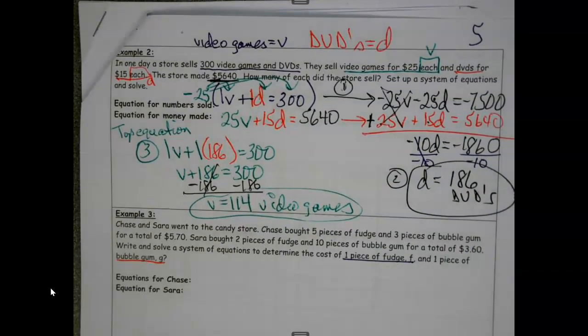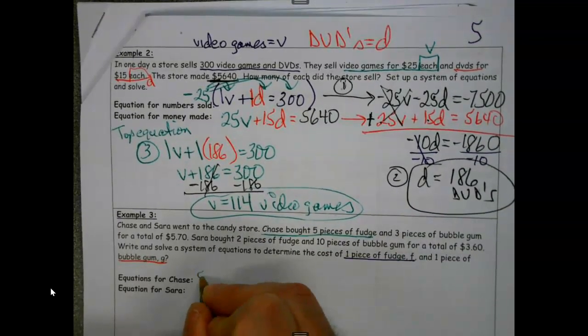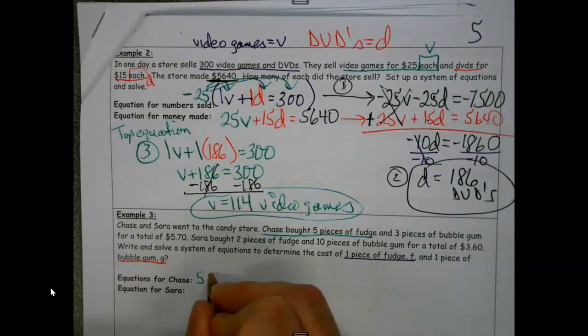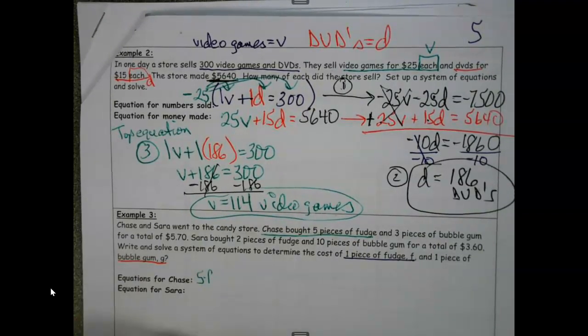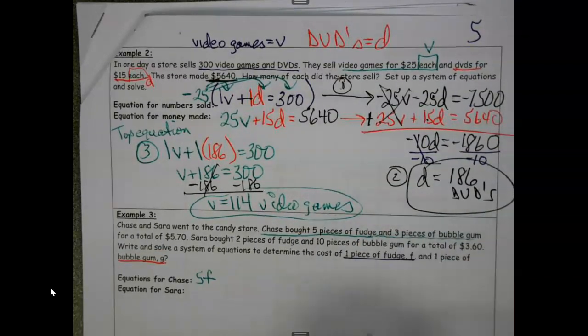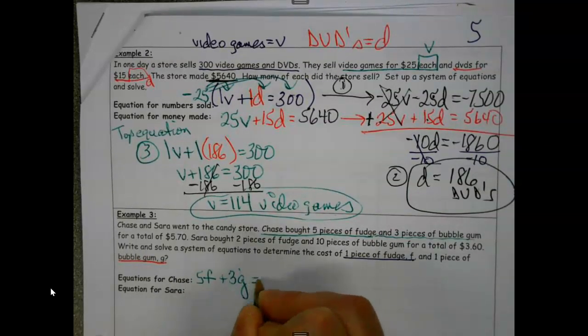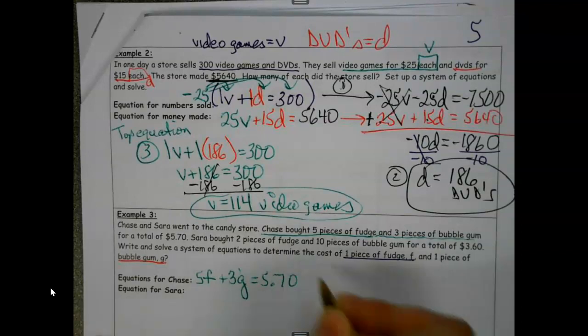So I know bubble gum is G and I know fudge is F. So I start going along here for Chase. So like, all right, Chase bought 5 pieces of fudge. I'm just thinking for a minute. Okay, I got it. Brain cramp there for a minute. 5 pieces of fudge and 3 pieces of bubble gum for a total of $5.70.